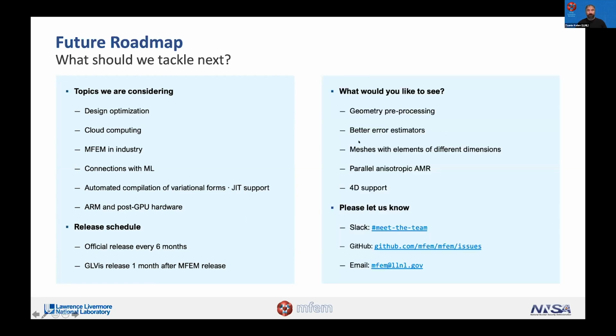Now here's the question for you. What would you like to see? These are some of the topics that I picked from the suggestions of the survey. So things like geometric preprocessing, better estimators, error estimators, meshes with elements of different topological dimensions, so a line inside a 2D mesh, or in addition to a 2D mesh. Parallel anisotropic AMR, support for 4D. We have some initial support for 4D, but if you want to do space-time, that might be important for you.